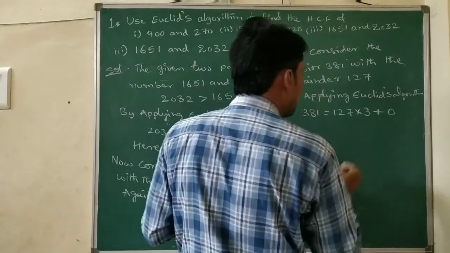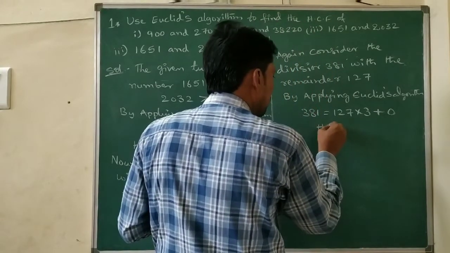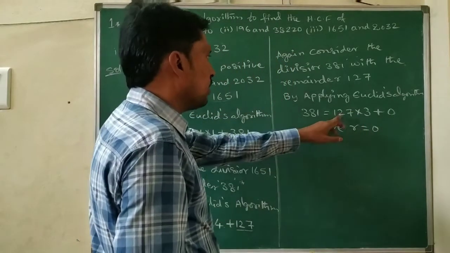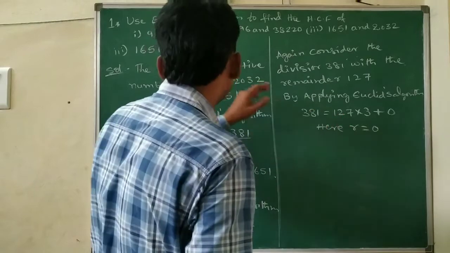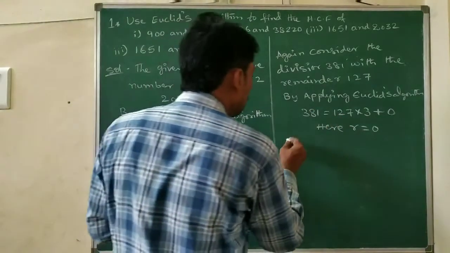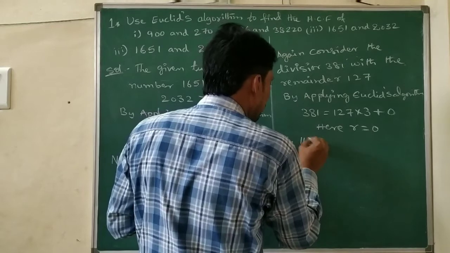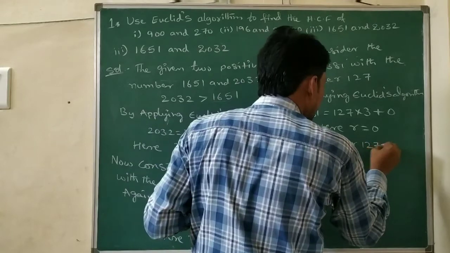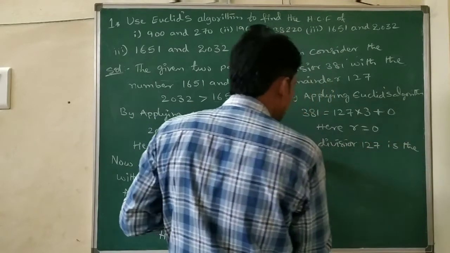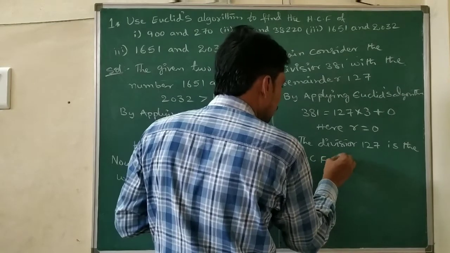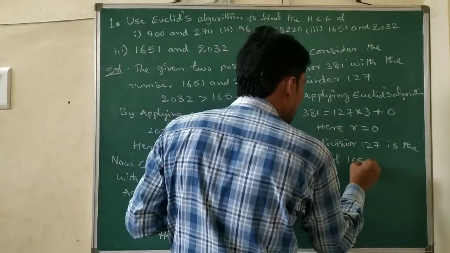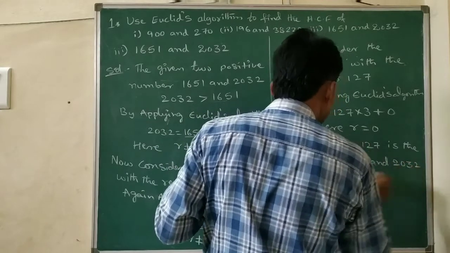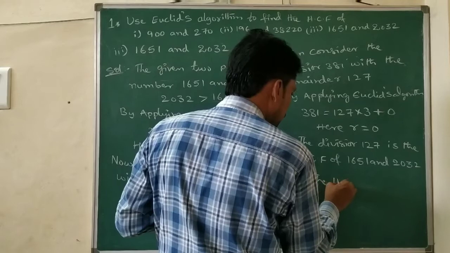So again we need to check the remainder. What did we get as the remainder here? Here R equal to 0. R equal to 0 means the divisor is the HCF of the two numbers. Therefore, the divisor 127 is the HCF of 1651 and 2032. Therefore, the HCF equals 127.